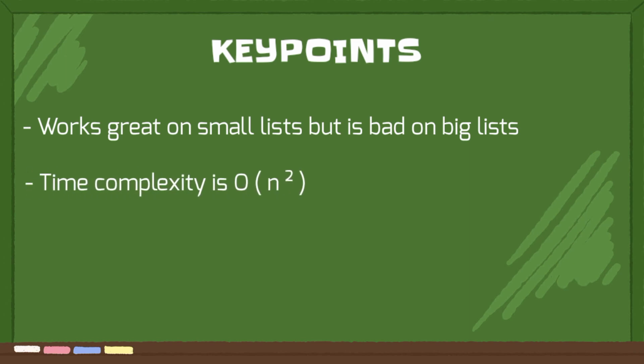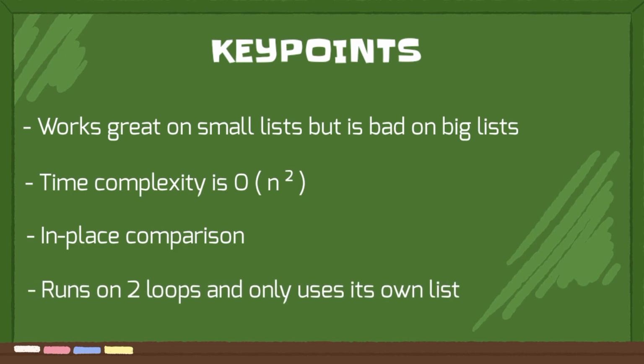It has a time complexity of big O of n squared. Selection sort algorithm is an in-place comparison. It runs on two loops and sorts the list using its own and doesn't use other lists.